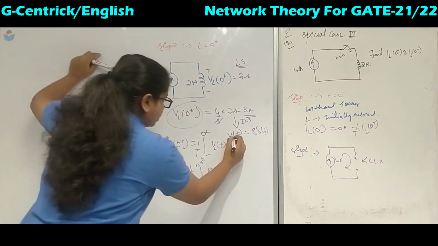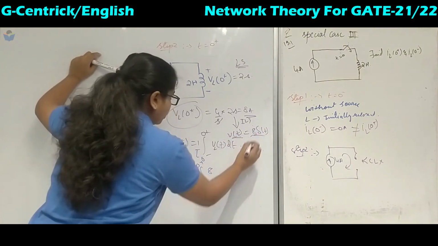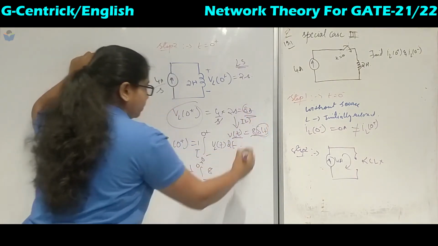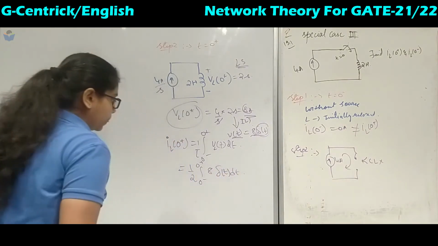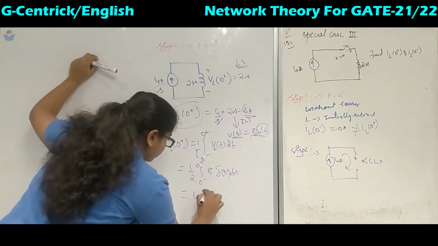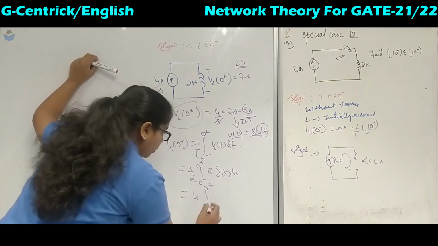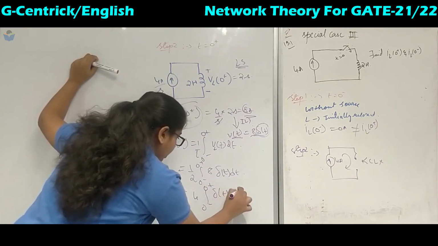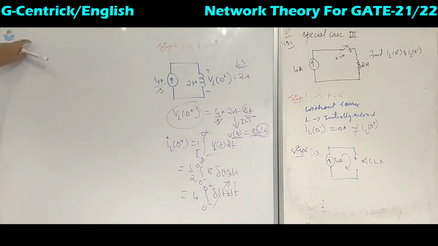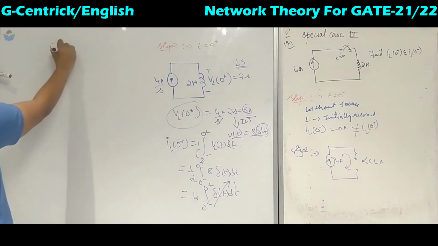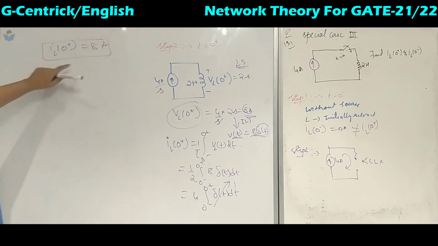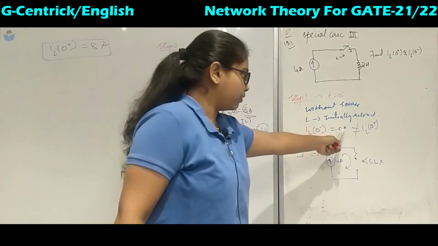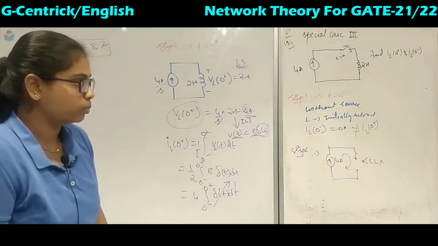Now this is the inverse Laplace transform. If it is a constant, we will get an impulse. So 8 del of t dt. If you take the 8 out, the integral from 0 minus to 0 plus of del of t dt will be equal to 1. So our IL of 0 plus is nothing but 8 amperes, which is not equal to 0 amperes at 0 minus.